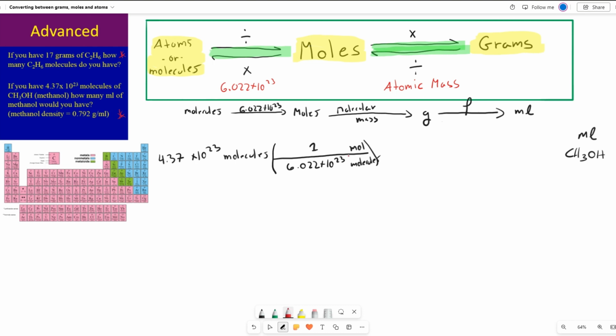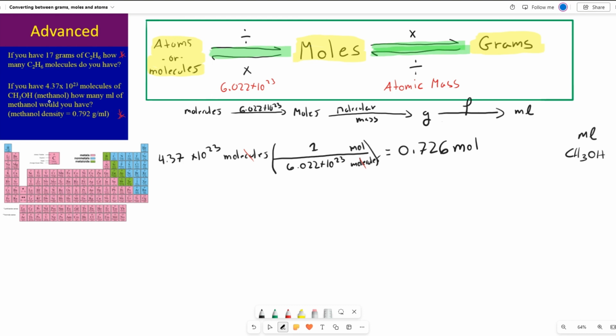We have it set up so that molecules and molecules will cancel out. And if we take 4.37 times 10 to the 23rd and divide it by 6.022 times 10 to the 23rd, we will get 0.726 moles. So now we are in moles. Next step is going to be to go from moles to grams. And to do that, we're going to need the formula mass of our methanol.